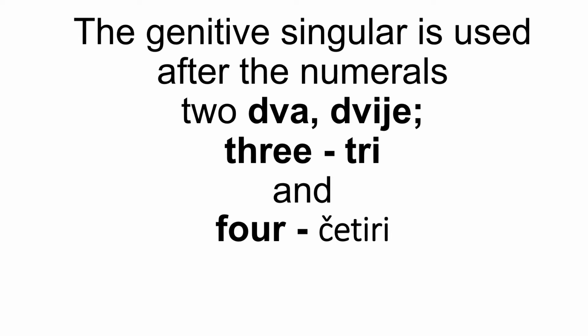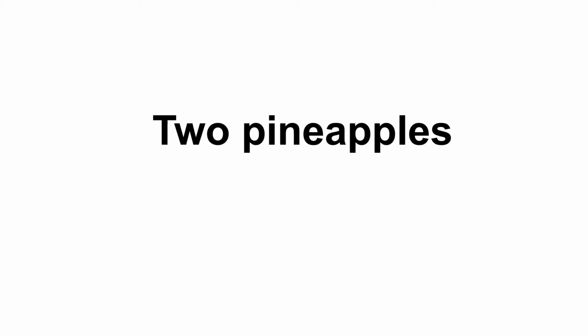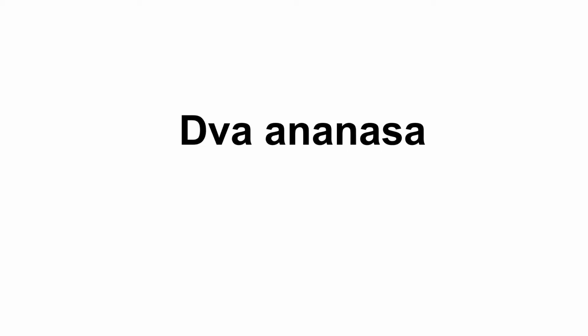Okay, here we have numerals. Let's see. So how would we say 2 pineapples? Dva ananasa. Pineapple we had in the previous lesson, so ananas, dva ananasa. So here it ends on a. Let's repeat this verb I have. Ja imam. How would you say I have 2 pineapples? Ja imam dva ananasa.